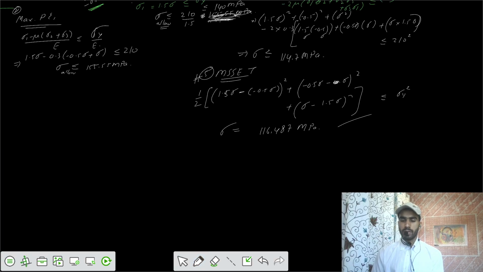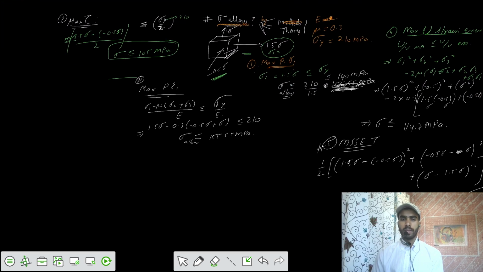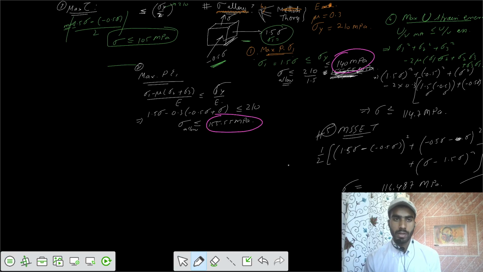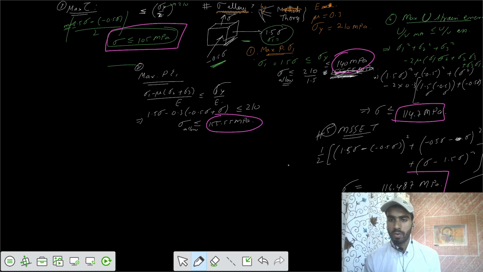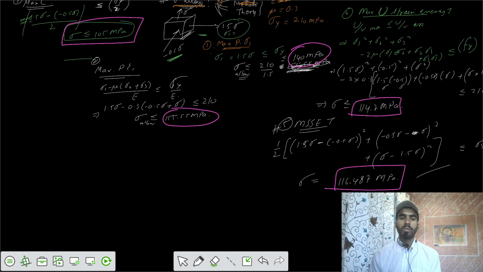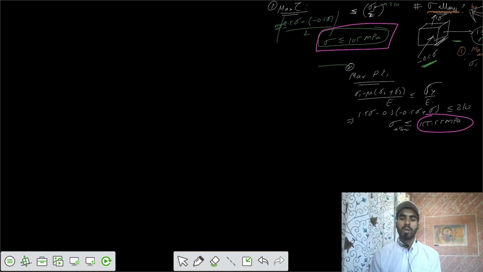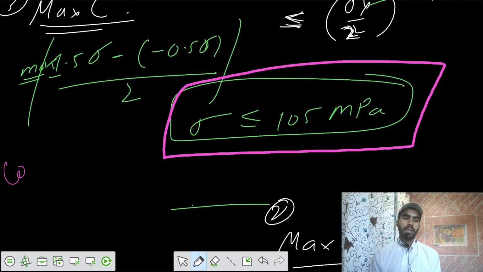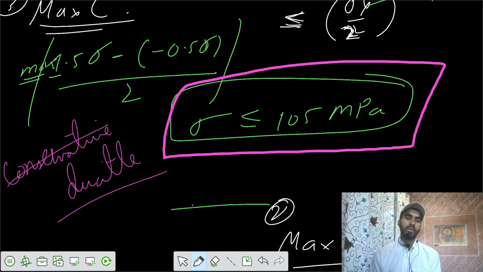Now you got different results for the allowable stresses. So which one gives the least value, or we can say the conservative result? From method one you got a stress of 140, then 155, then 105, then 114, and then 116. Out of those, 105 is the least value. So this is the conservative method for ductile material, this is your conservative method, 105.